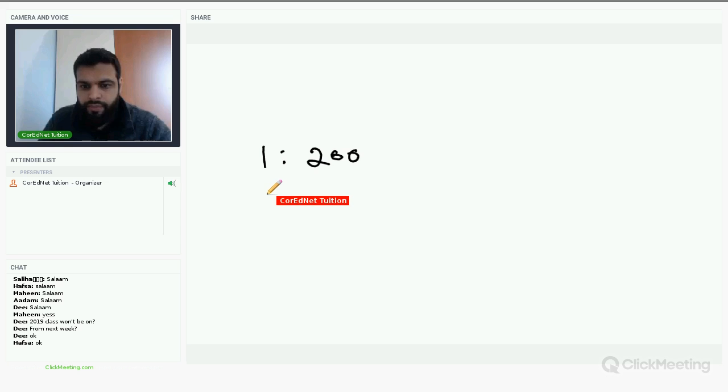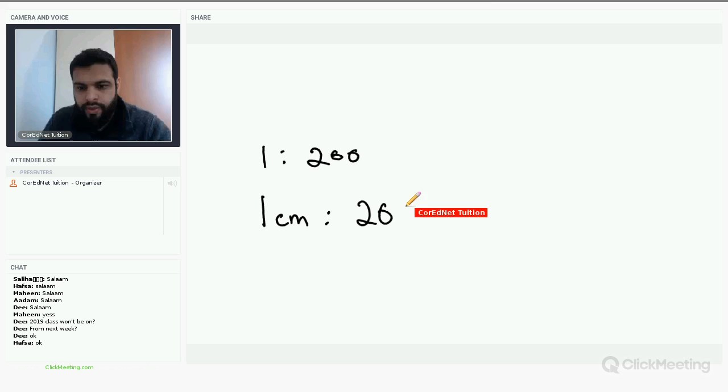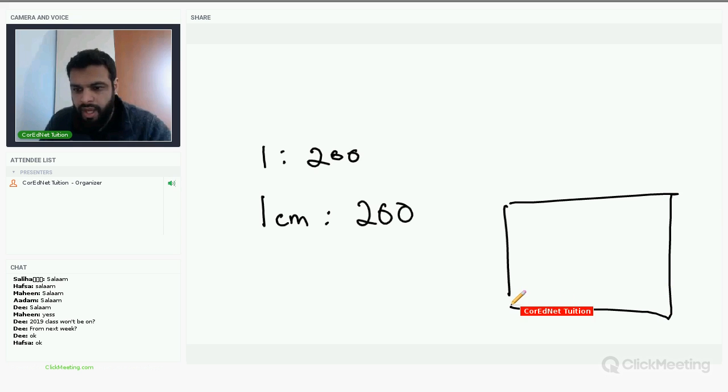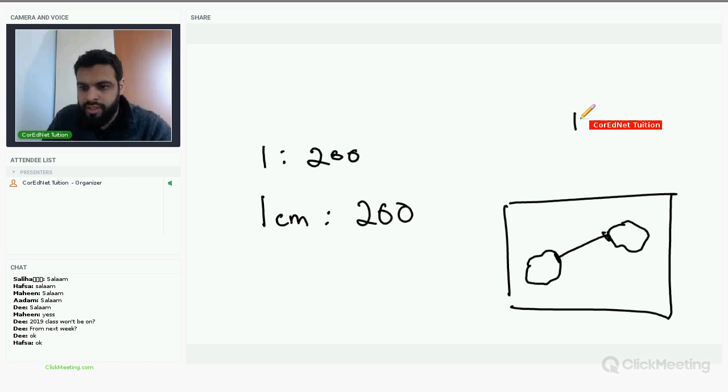Use any units here unless it hasn't been specified. For example, if it says 1 centimeter equals 200, you know that 1 centimeter on your map, you read off a distance between one location and another location. For example, you measure that distance and you see it's going to be 4 centimeters, then you know in real life it's going to be 4 times 200, isn't it? Centimeters.